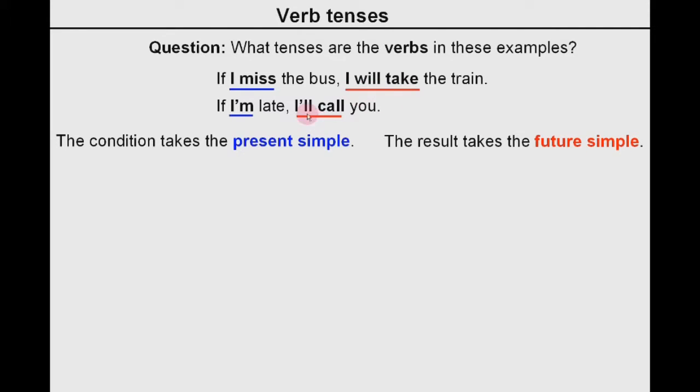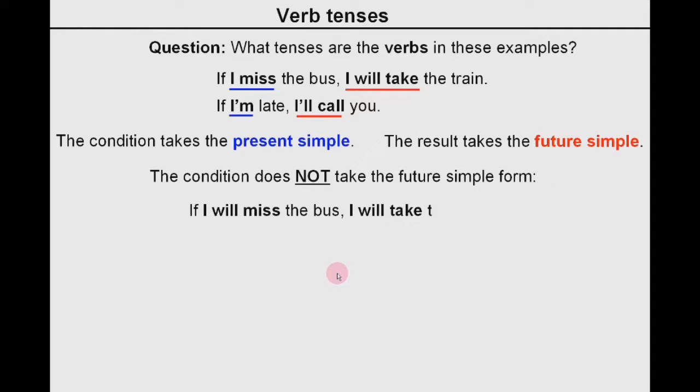I will take. I'll call. It's a future simple. So this is the most common structure of verb tenses for the first conditional. But be careful, the condition, so this part, does not take the future simple form. This is a very common mistake by English learners. So, for example, this is wrong. If I will miss the bus, I will take the train. This is wrong because this is the future simple. So that is wrong. Now it is correct.